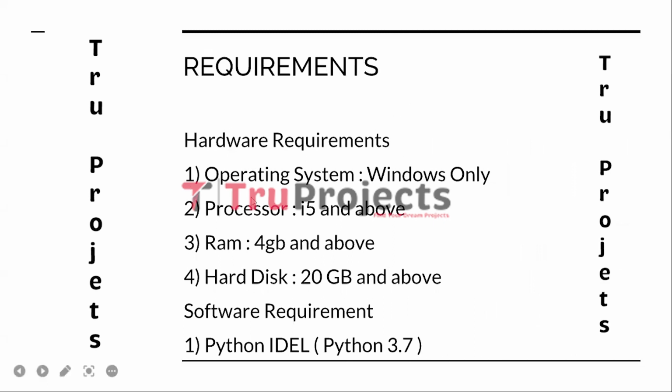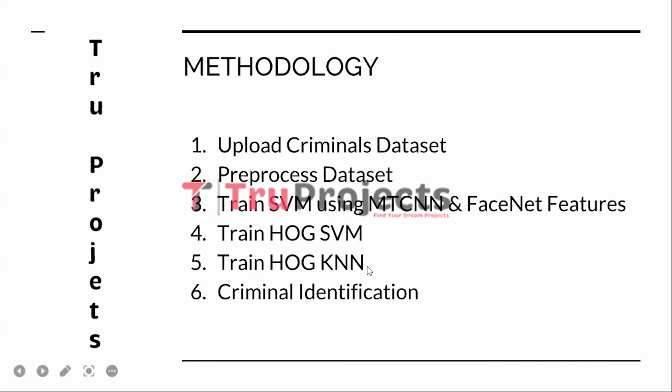These are the basic requirements that are needed to build this project. Hardware requirements are operating system as Windows, processor of i5 and above, RAM of 4 GB and above, hard disk of 20 GB and above. Software requirement: Python IDLE with version 3.7. These are the modules that are developed to build this project.